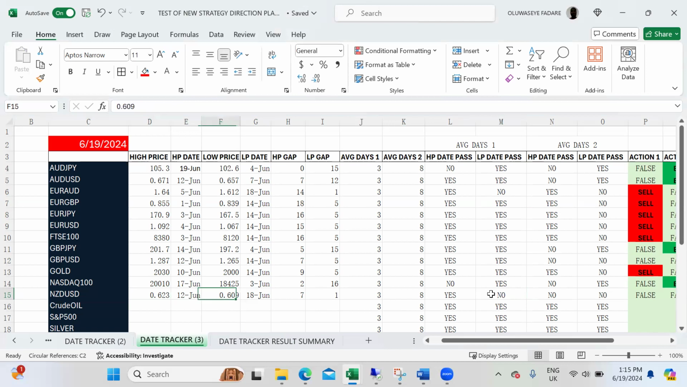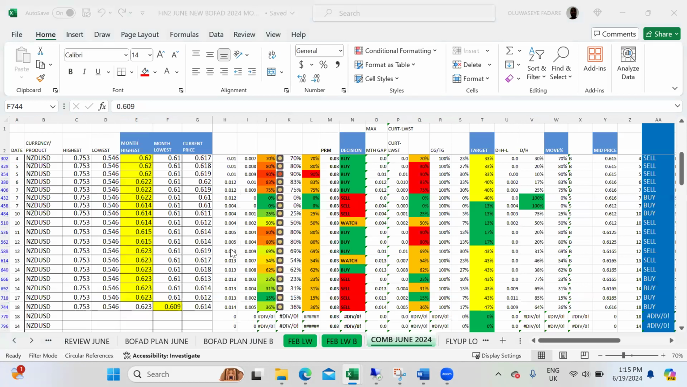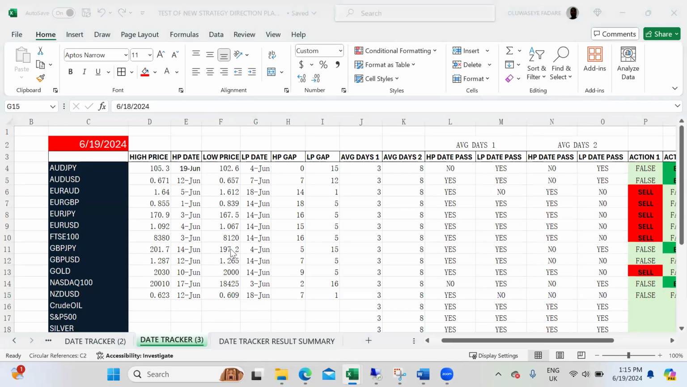Okay, the market is still a sell because the market achieved the high price of 0.623 on the 12th. And since that day, the market has been falling downwards until yesterday at 0.609, which is the 19th. Okay, so let's look at the next product, crude oil.